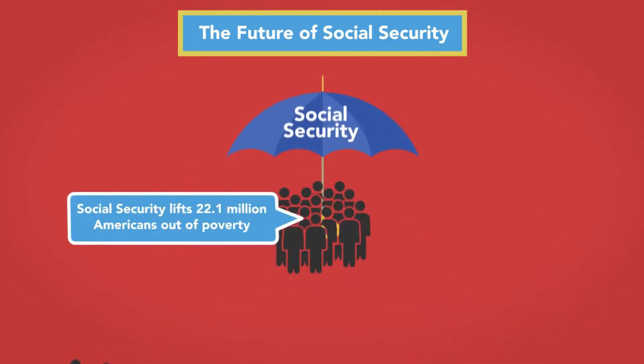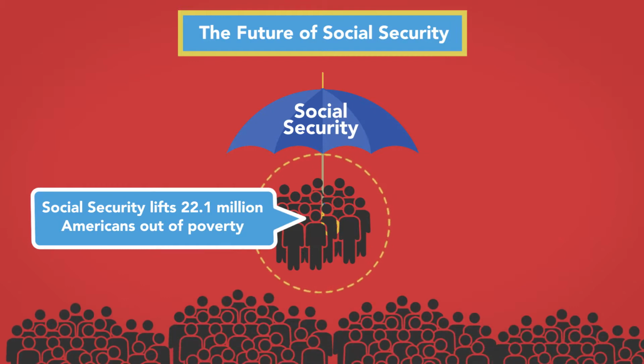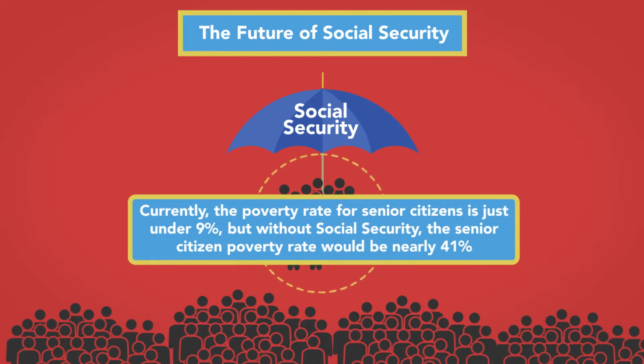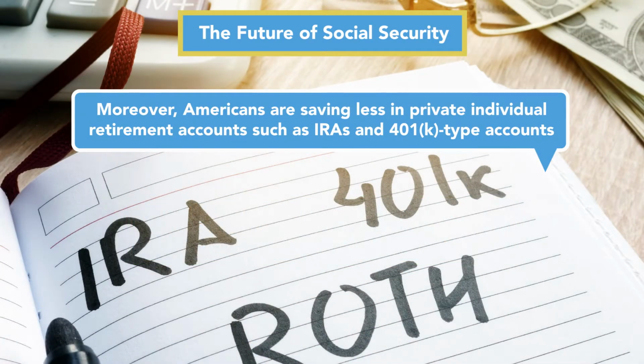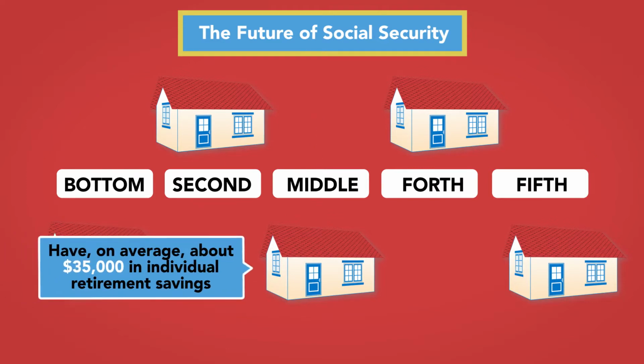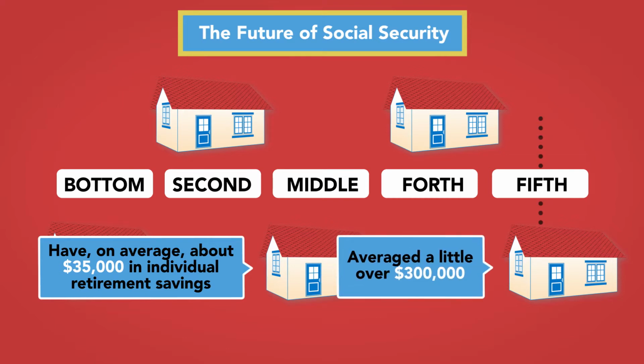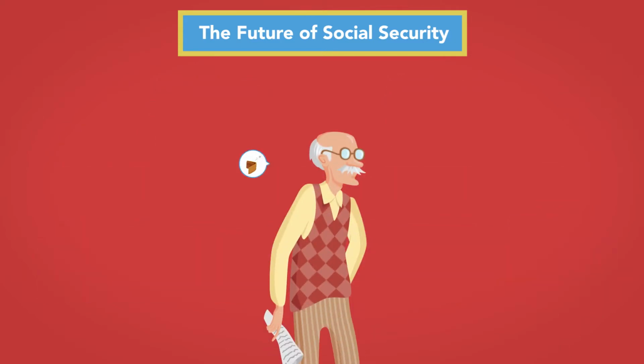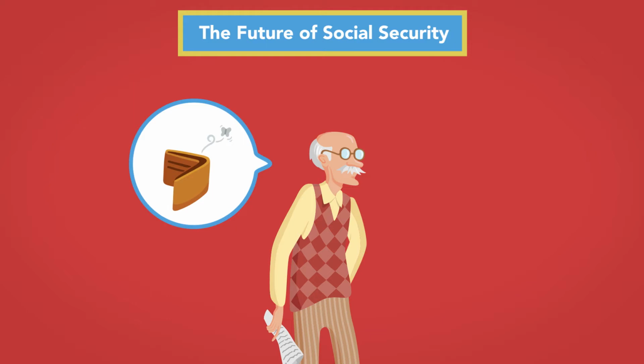Social Security lifts 22.1 million Americans out of poverty. Currently, the poverty rate for senior citizens is just under 9%, but without Social Security, the senior citizen poverty rate would be nearly 41%. Moreover, Americans are saving less in private individual retirement accounts, such as IRAs and 401k type accounts. Households whose incomes are in the middle fifth of national incomes have, on average, about $35,000 in individual retirement savings, while households in the top fifth of incomes averaged a little over $300,000. Other than high-income households, most Americans don't have enough savings to generate substantial retirement income.